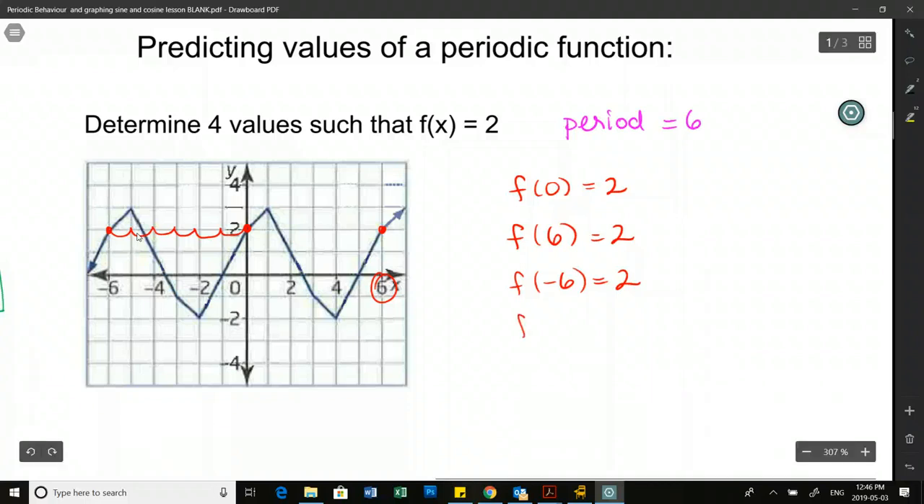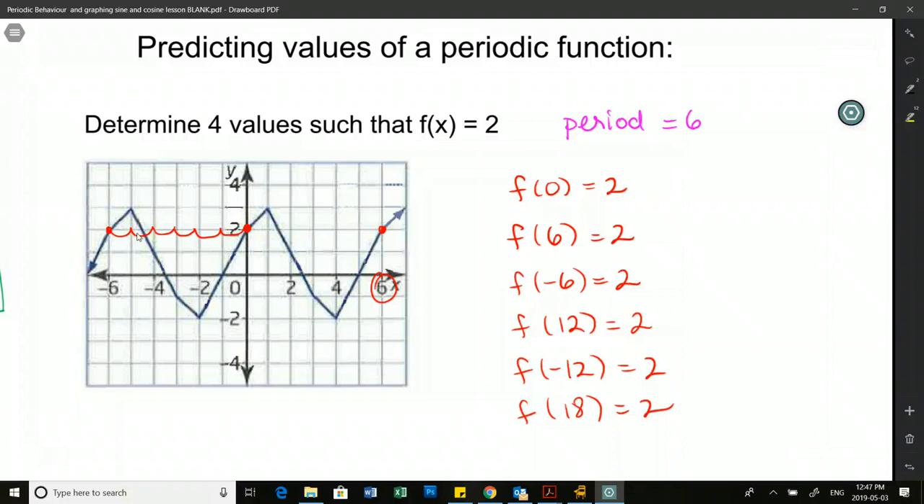12, yeah, because the period is 6. So every 6 units apart, we will hit that y value of 2. Could somebody give me another one? Negative 12 would work as well. That's also equal to 2. 18 has a y value of 2 as well, and so on. Okay, so it repeats forever.